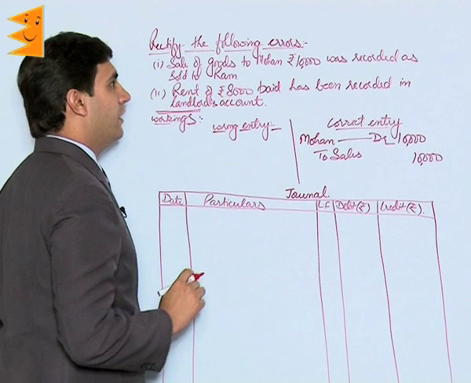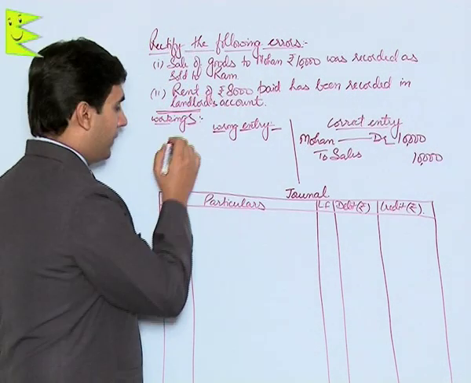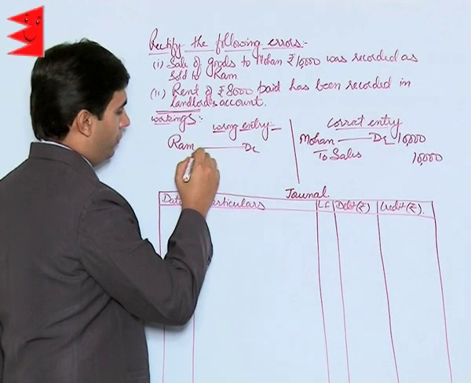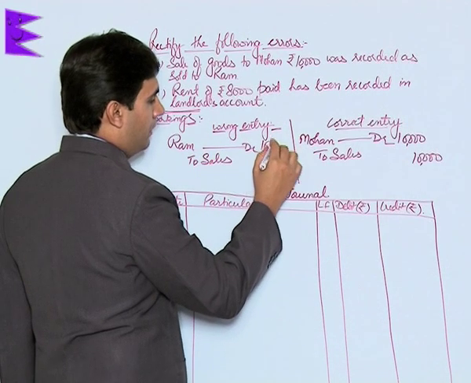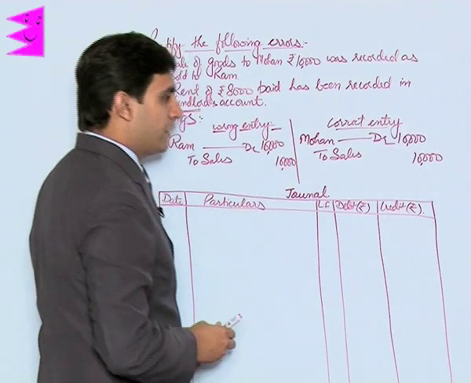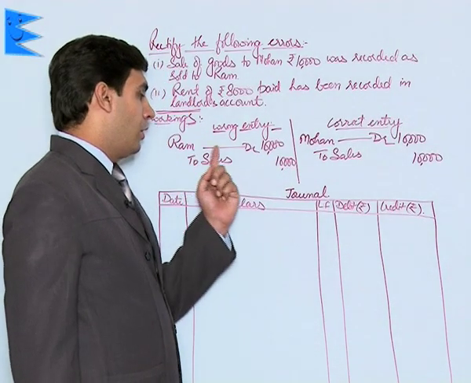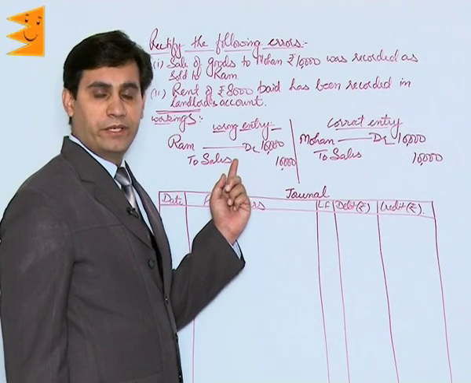But what we have done here was that we have recorded them as sold to Ram. So, we have recorded the entry as Ram debited to sales 10,000. Now students, understand what wrong has been done here. Ram should not have been debited, but wrongly he has been debited.